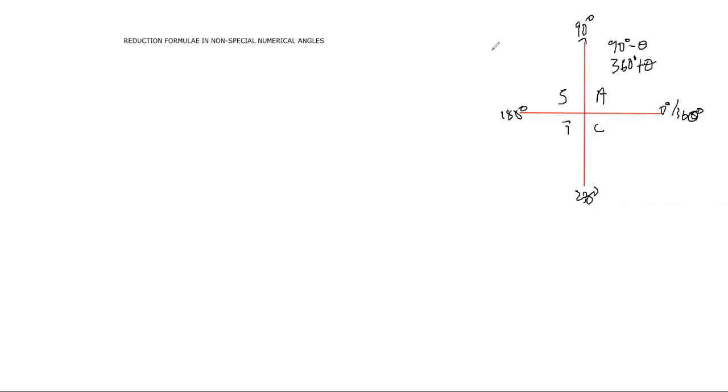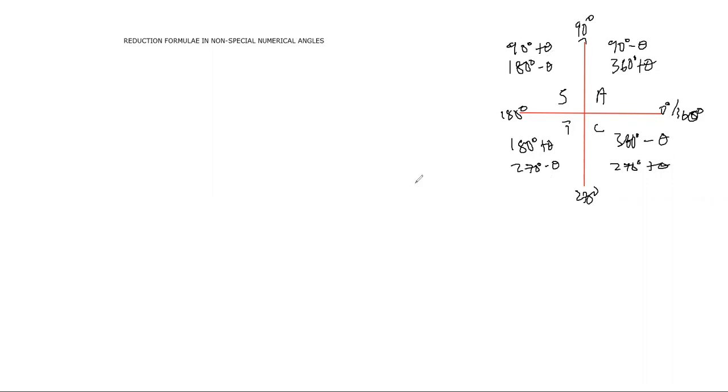Here I know I'm going to have 90 plus theta. Here I'm going to have 180 minus theta. Here I'm going to have 180 plus theta, or 270 degrees minus theta. 270 degrees minus theta is just a resemblance of 90 minus theta. Here I'm going to have 360 minus theta, or 270 plus theta. And 270 plus theta is also a resemblance of 90 plus theta.